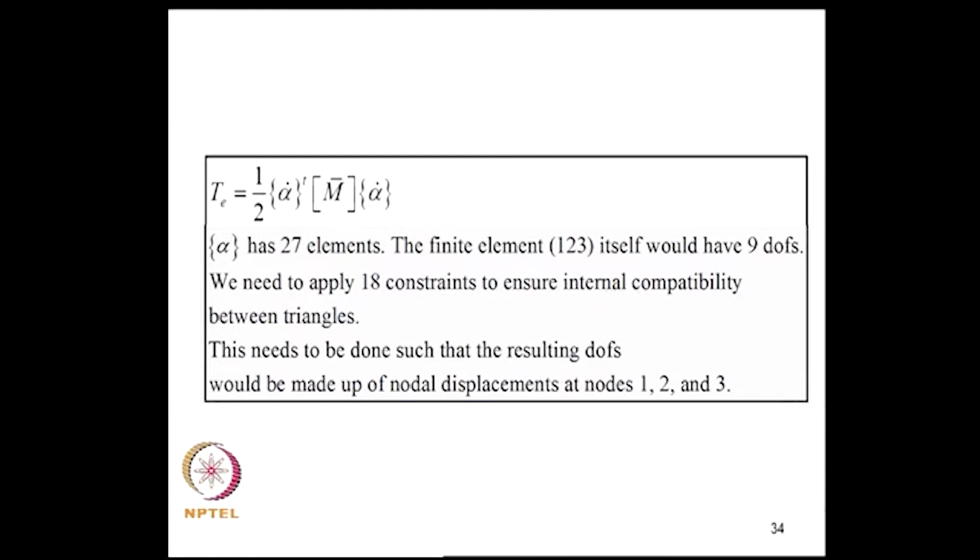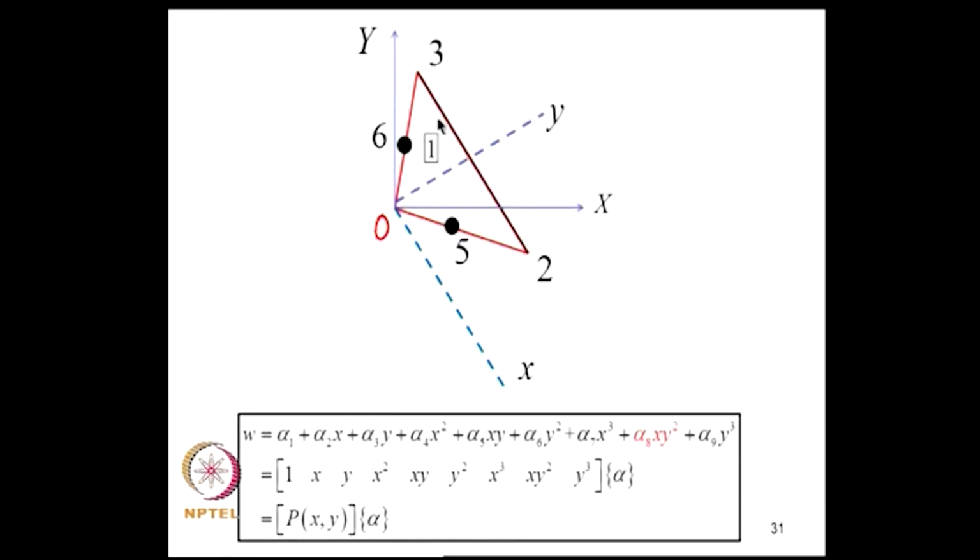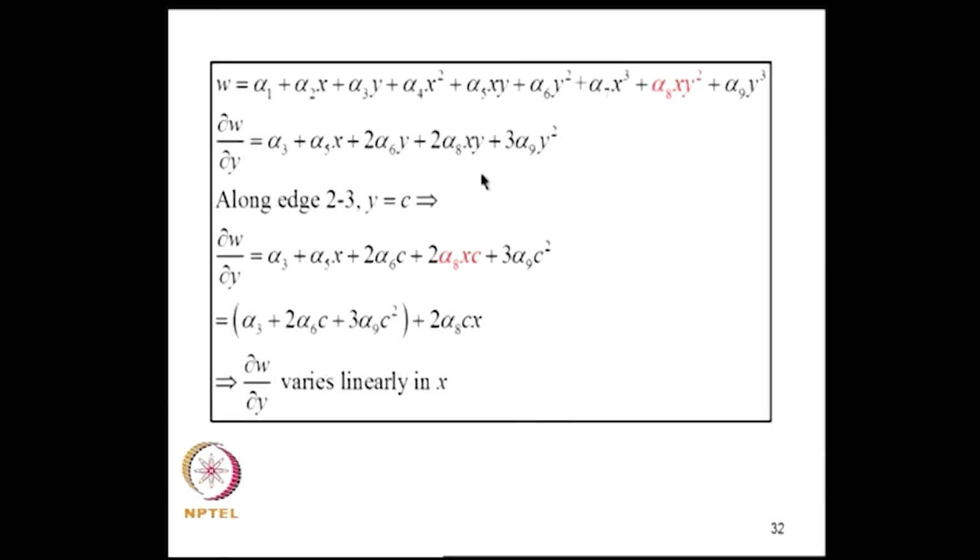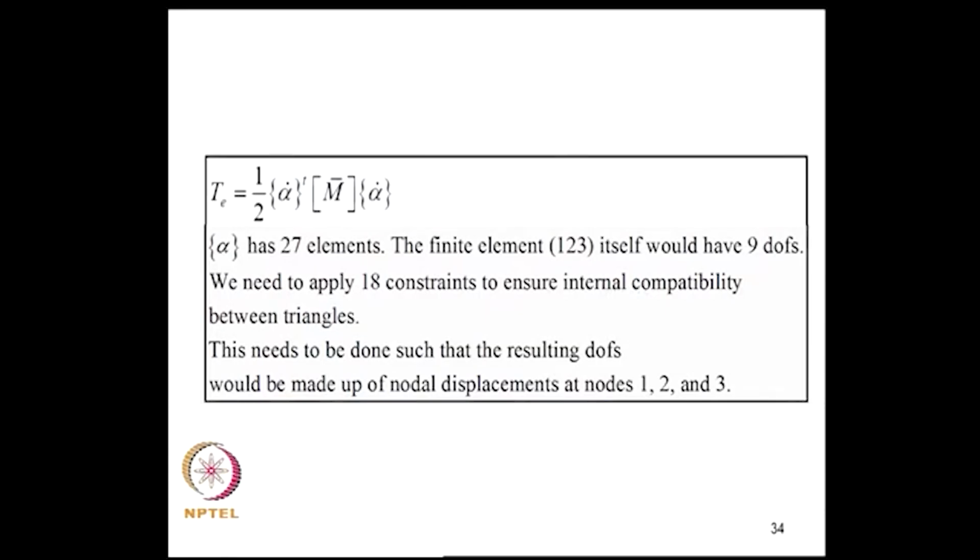The element 1, 2, 3, what I mean is the finite element 1, 2, 3 itself, would have 9 degrees of freedom. We need to apply 18 constraints to ensure internal compatibility between the triangles. This needs to be done such that the resulting degrees of freedom would be made up of nodal displacements at nodes 1, 2 and 3.